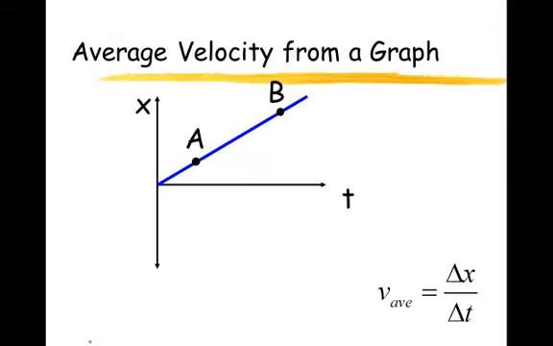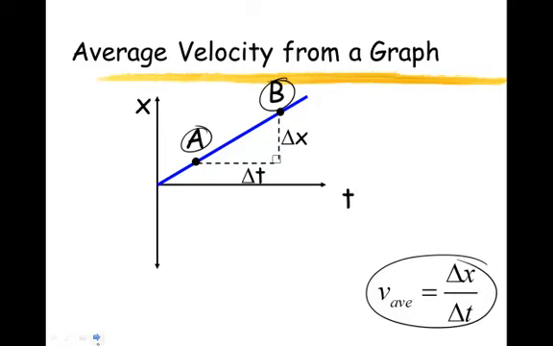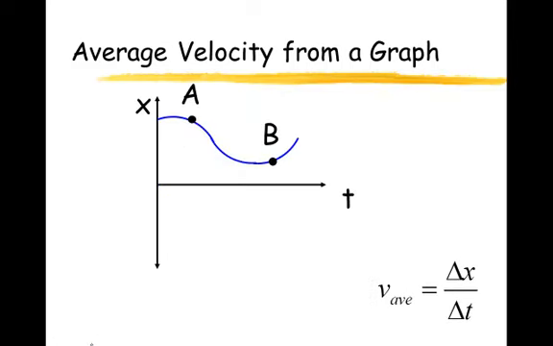Now, let's look at how we would calculate average velocity from a graph. So remember, our equation is the change in position over the change in time. So let's look at A and B, those two positions, and how we would find the average velocity. To find the slope, we need to take the rise, which is the displacement, divided by the run. And that's how we would go about solving for that average velocity.